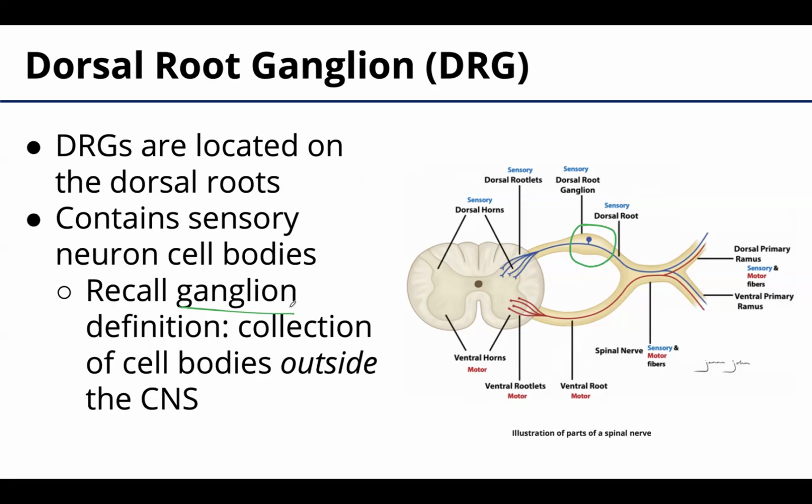The presence of the dorsal root ganglion explains why the ventral horn is always going to be larger than the dorsal horn, because all of the cell bodies of the motor neurons are in the ventral horn, whereas the dorsal horn has cell bodies also in this DRG, or dorsal root ganglion.